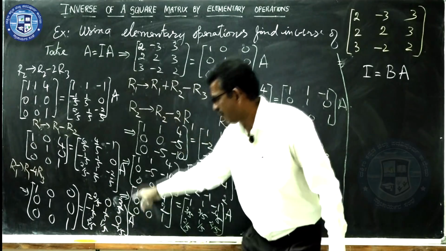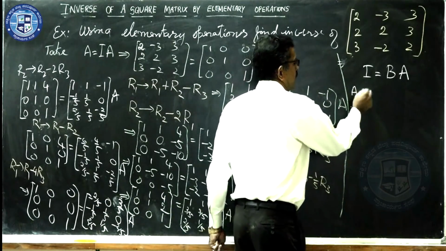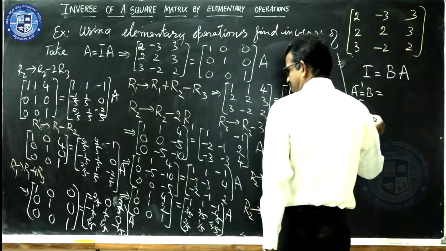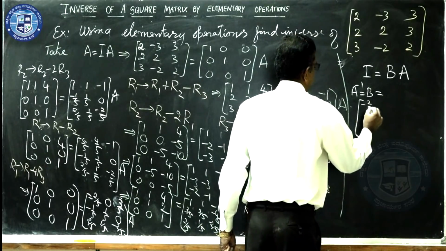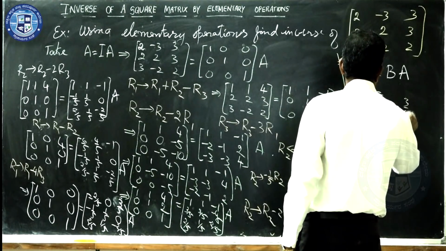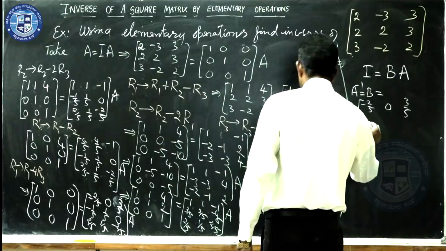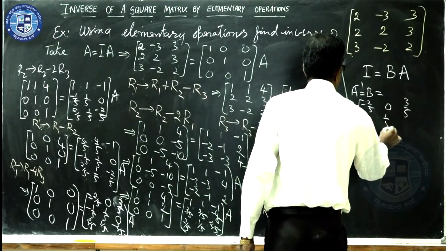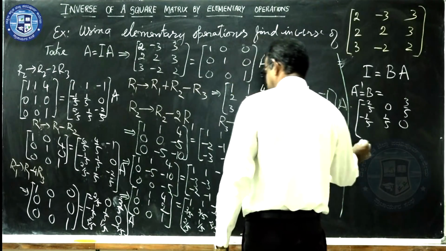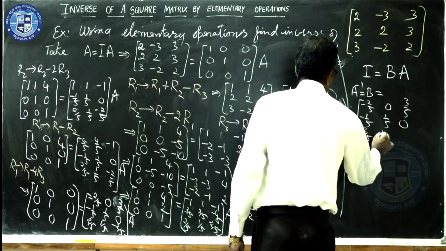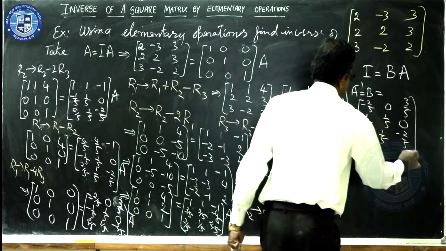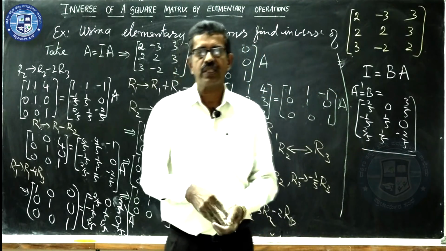In the place of B, what do you have? In the place of B, that is actually inverse of A. A inverse is equal to B. And B will be equal to nothing but what? It is minus 2 by 5 and 0, 3 by 5. It will be minus 1 by 5, 1 by 5, 0. The last row will be 2 by 5, 1 by 5, and the last element is minus 2 by 5. So, this is the inverse of a 3 cross 3 matrix.